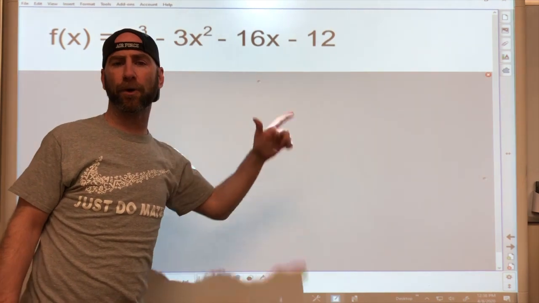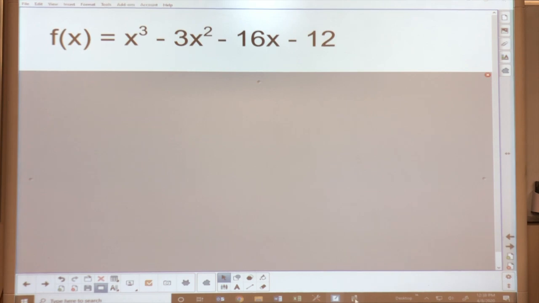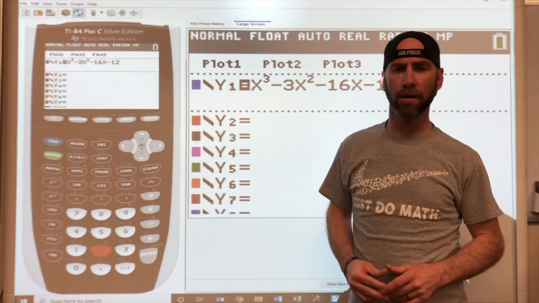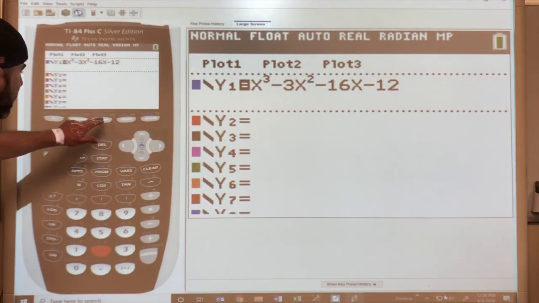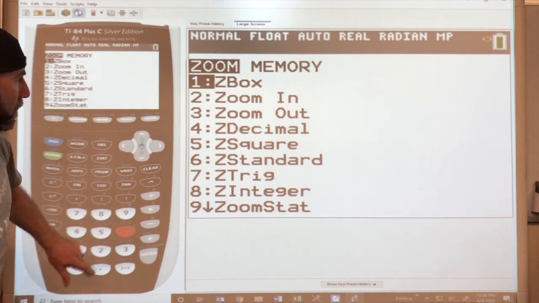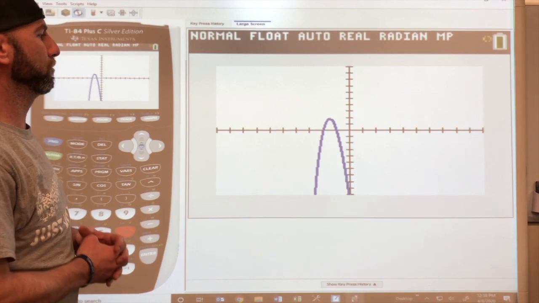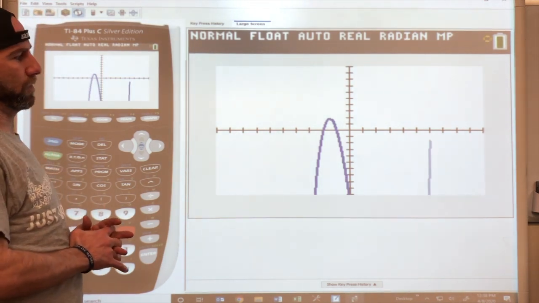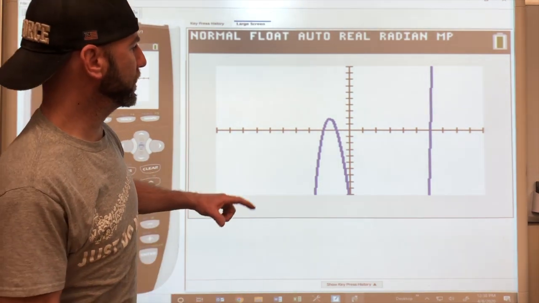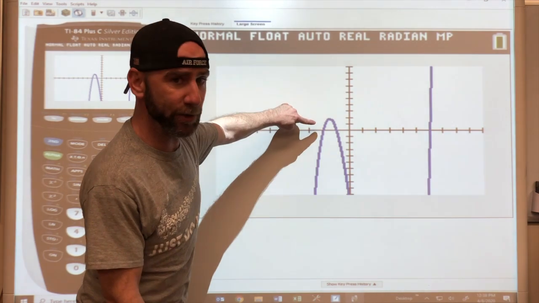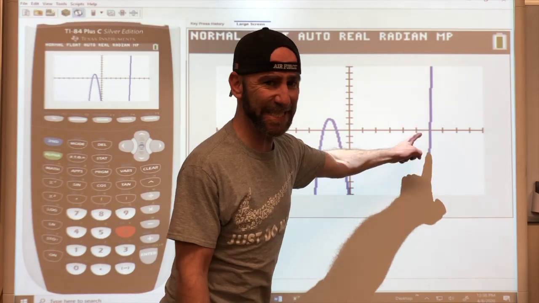Enter this into your calculator and then graph it. I've got my function entered in. I'm going to hit zoom 6. Let's take a look at this function. So this is the way our cubic looks. I have an x-intercept at -2, -1, and then another x-intercept at +6.